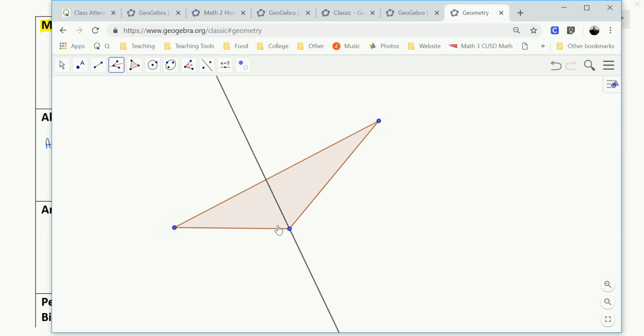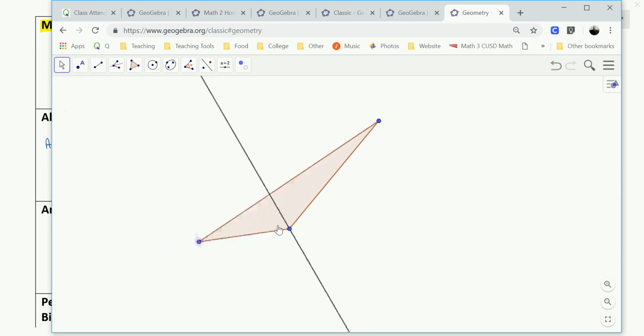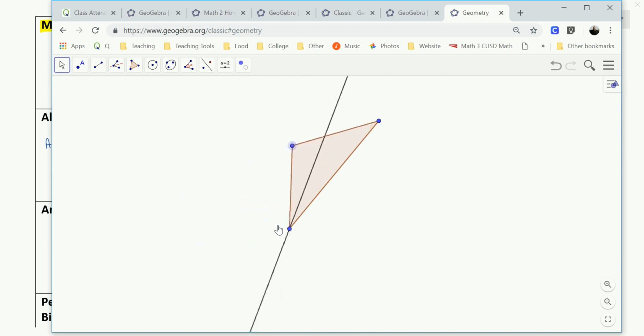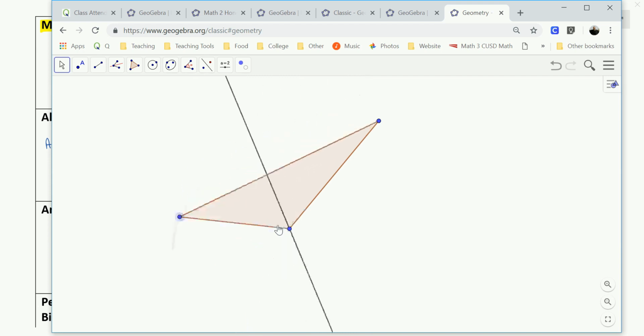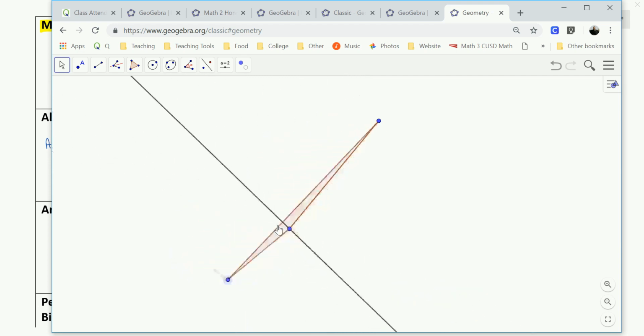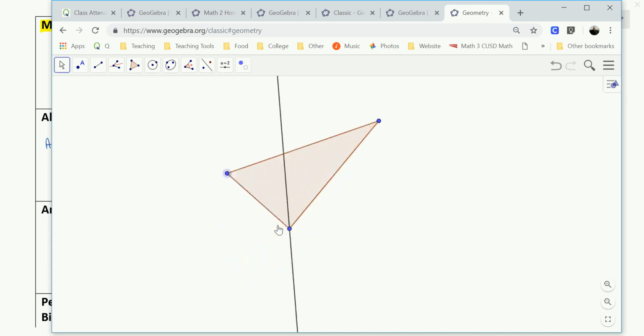And then it creates something that cuts that angle right in half. And so then if I have a small angle, it cuts it in half there, and no matter how I move it, it will always bisect that angle. Okay.